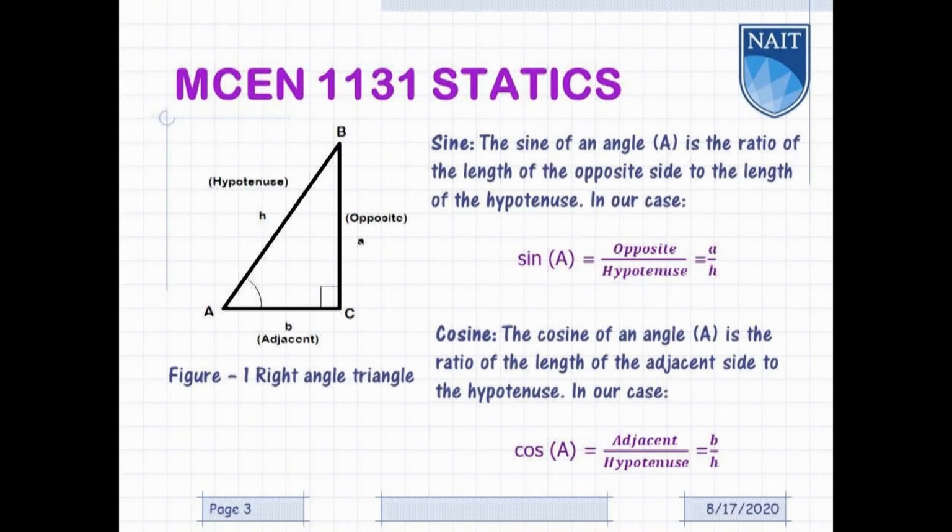Use figure 1 on the left and follow along. Sine. The sine of an angle is the ratio of the length of the opposite side to the length of the hypotenuse. In our case, the sine of capital letter angle A is side lowercase a divided by side h. Cosine. The cosine of an angle is the ratio of the length of the adjacent side to the hypotenuse. In our case, the cosine of capital A is side b divided by side h.